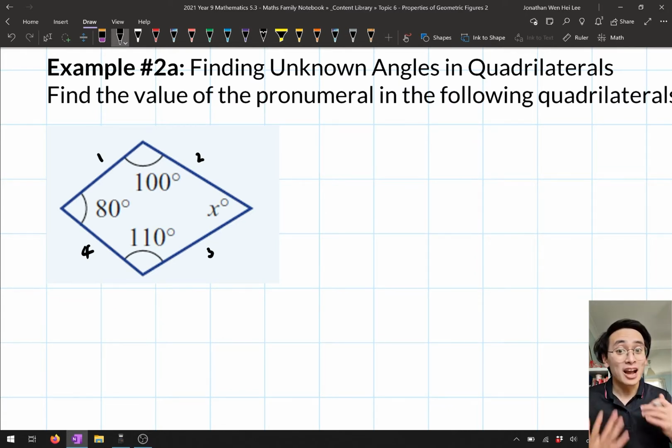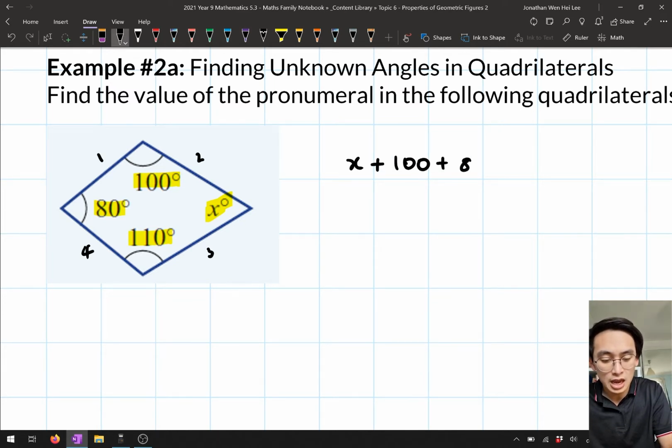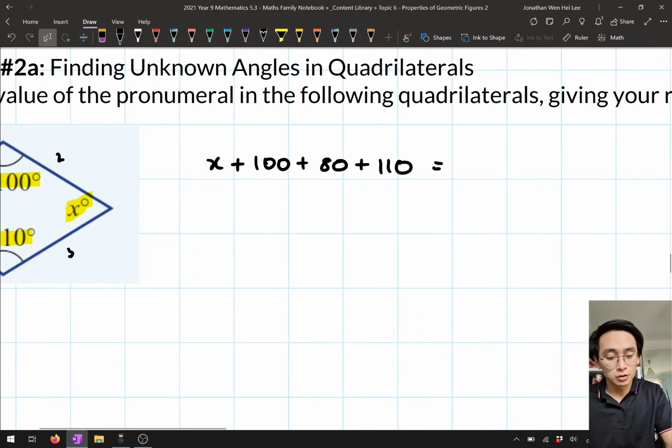So I can actually write an angle sum equation. What I'm going to do is add up all the angles here. If you have a look, I've got x, 110, 80, and 100. So I'm just going to write x plus 100 plus 80 plus 110, and that is going to equal 360 because that is the angle sum of a quadrilateral.